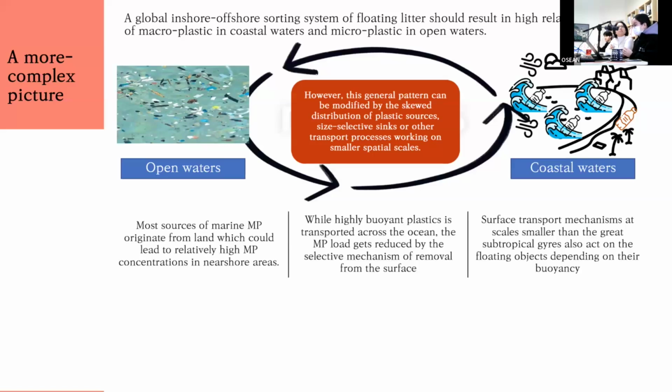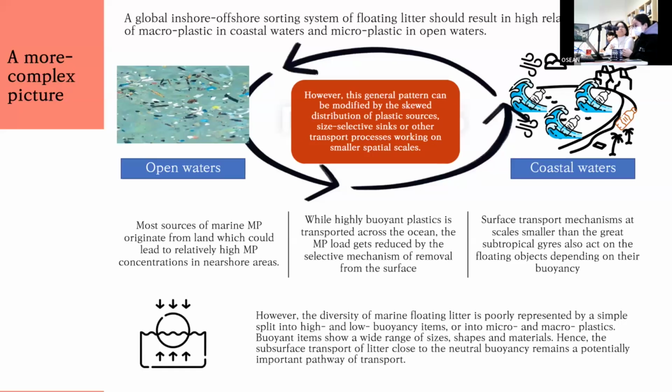In other words, we must note that most sources of marine microplastic originate from land, which could lead to relatively high microplastic concentrations in nearshore areas. While highly buoyant plastics are transported across the ocean, the microplastic load gets reduced by the selective mechanisms of removal from the surface. And surface transport mechanisms at scales smaller than the great subtropical gyres also act on the floating objects depending on their buoyancy and size.